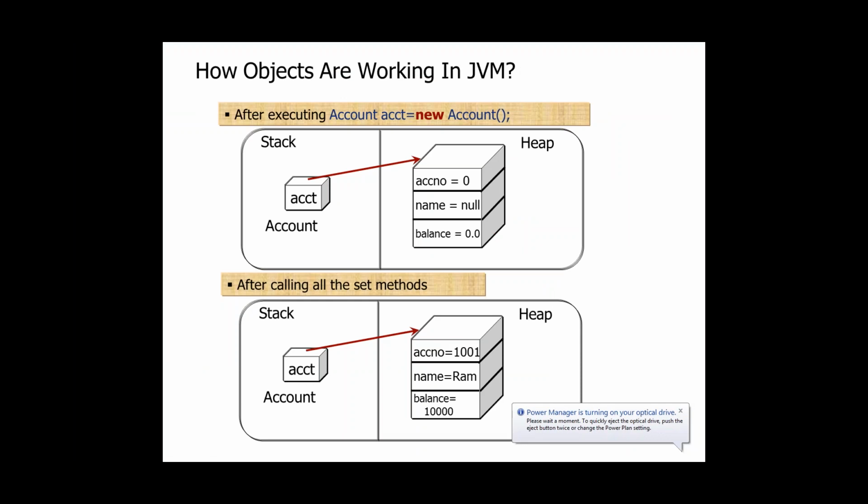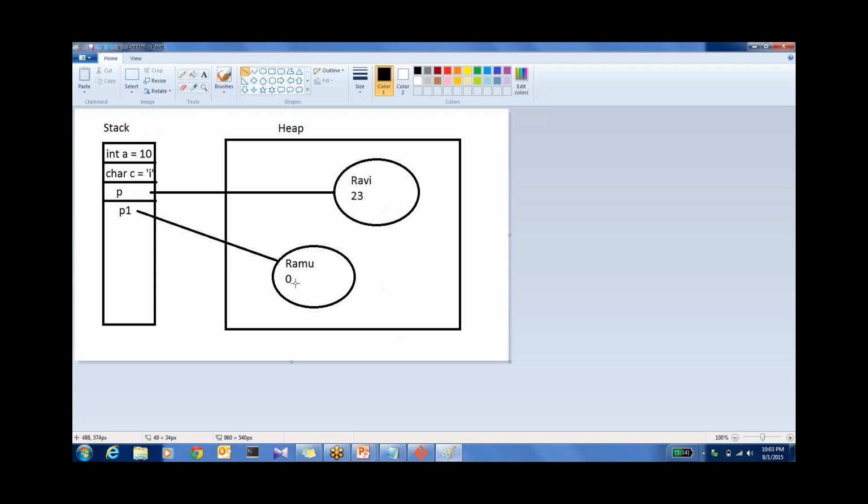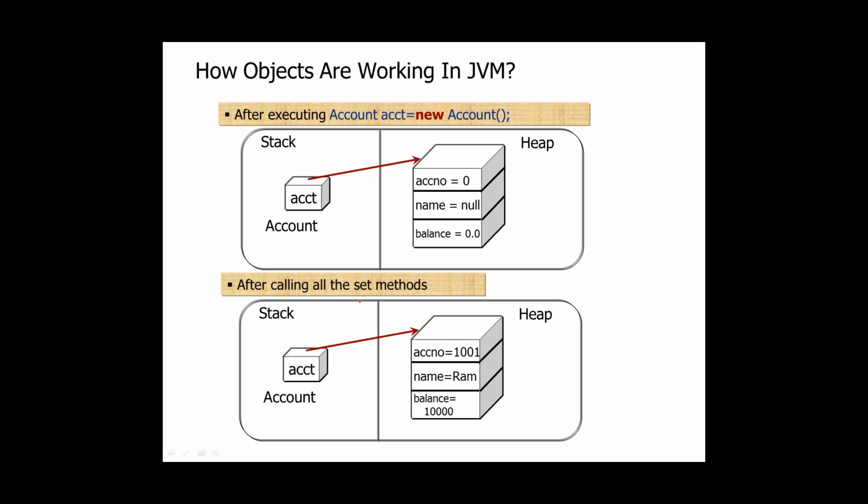So that's where, as I said, this is the stack area which has the references. This is the heap area which has the actual objects. All right. And after calling the methods like the set method and all, it becomes the value. So unless I initialize the values, it is default values, and after initializing, it gets the actual values. All right.